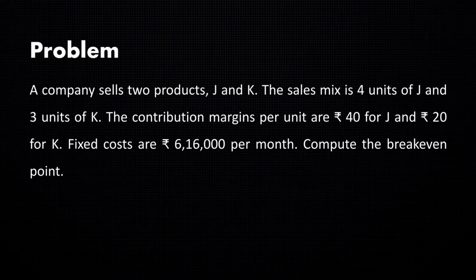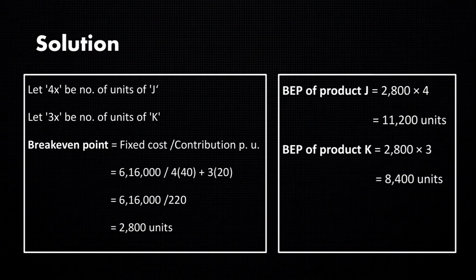Compute the break-even point. From the question we can understand that the company sells two products, J and K. Their sales mix is 4 units of J and 3 units of K, and the contribution margin per unit is also given: rupees 40 for J and rupees 20 for K. Also, the fixed cost is 6,16,000 per month. We have to find the break-even point.